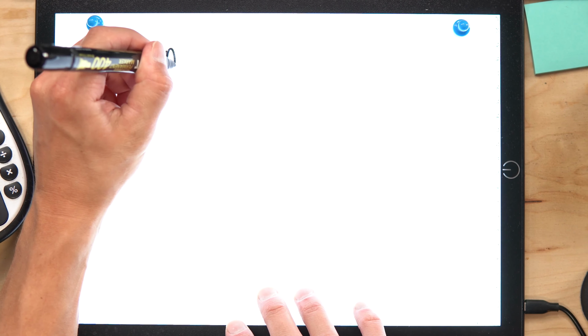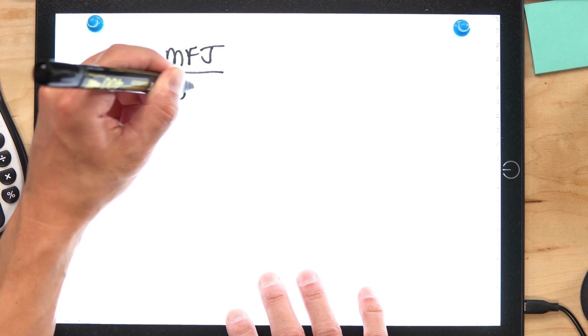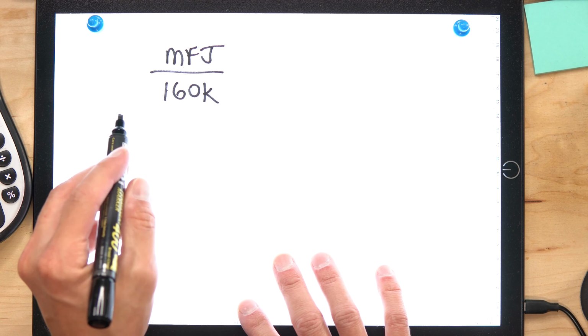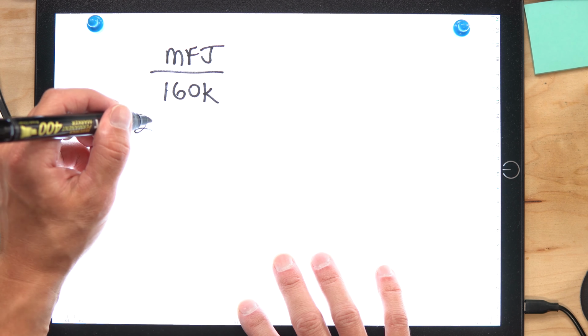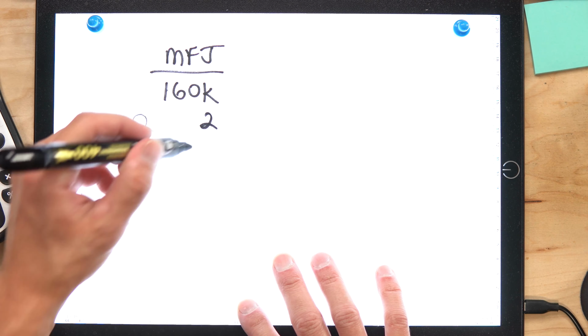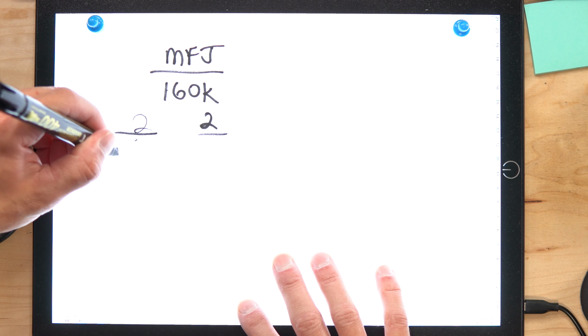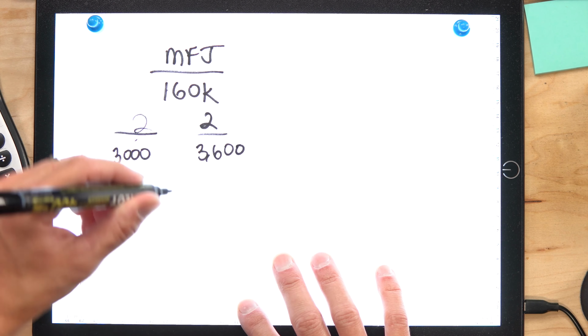The math is exactly the same, just different numbers. So we'll start with married filing jointly. And we're going to assume that the adjusted gross income is $160,000. So it's $10,000 over the limit. And in this example, we'll do 2 kids that are under the age of 6 and 2 that are over, still under the age of 18. So we'll have 2 at $3,000 each, and then 2 at $3,600 each. Now, the first thing you want to do is the math. You just want to add up the maximum amount of your child tax credit before you back out your phase out.